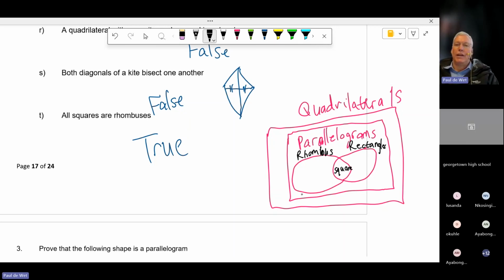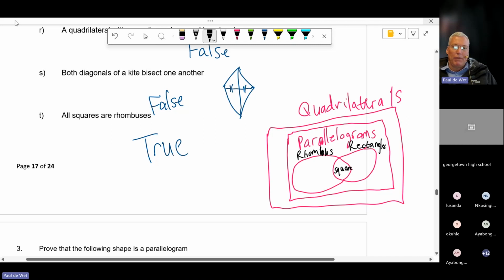So just listen carefully. Is a square a parallelogram? Yes. Is a square a rhombus? Yes. Is a rhombus a rectangle? No. Are all parallelograms rectangles? No. Are all rectangles parallelograms? Yes. I hope that little diagram might help. You might want to just quickly take it down.